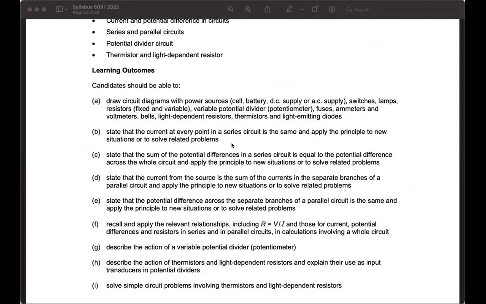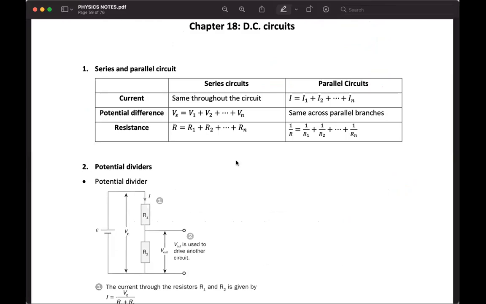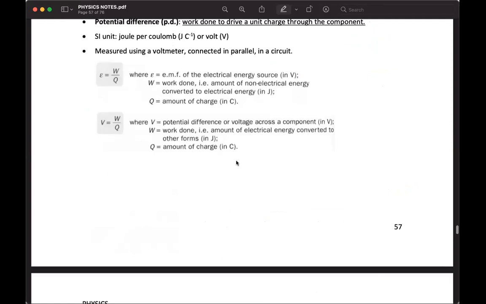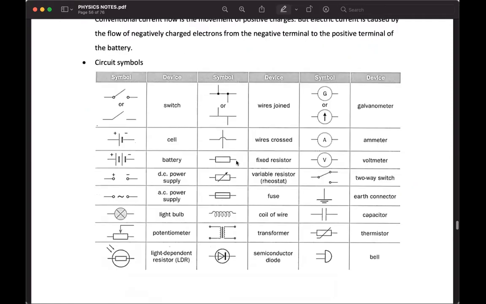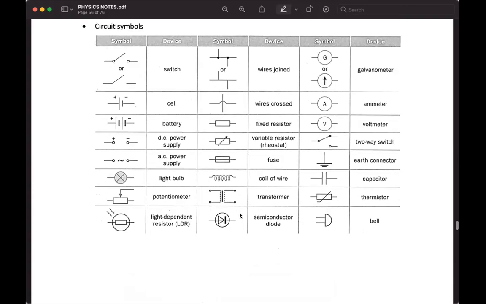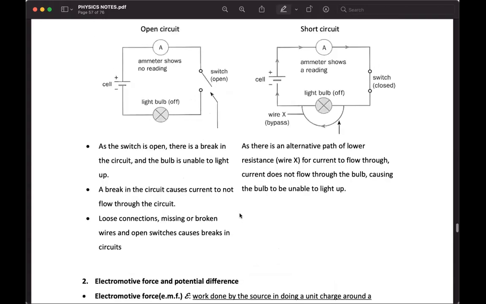Okay, I don't know whether this will be useful for you, so let me just go through this. I've gone through this before, but let's look at this one again. These are all the symbols that you all need to know: the switch, the cell, the battery. We talk about the potentiometer, which we haven't talked about yet. The light dependent resistor, we also haven't talked about yet. When we see all these things, then we revise again. So these are the symbols that we talked about earlier on.